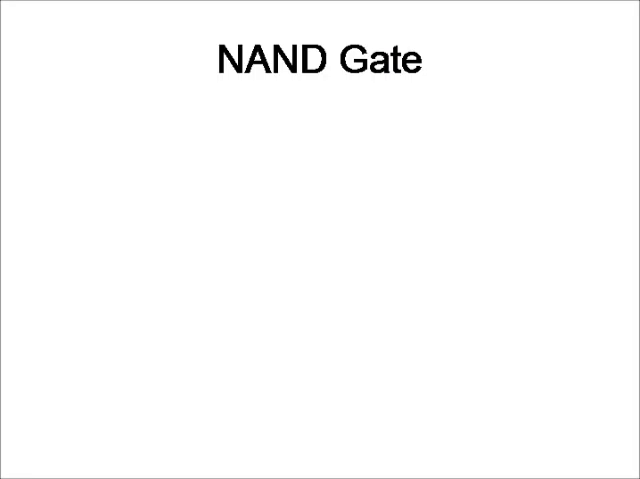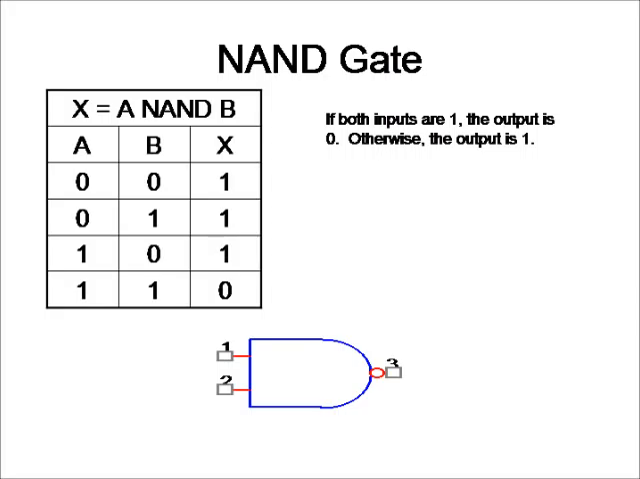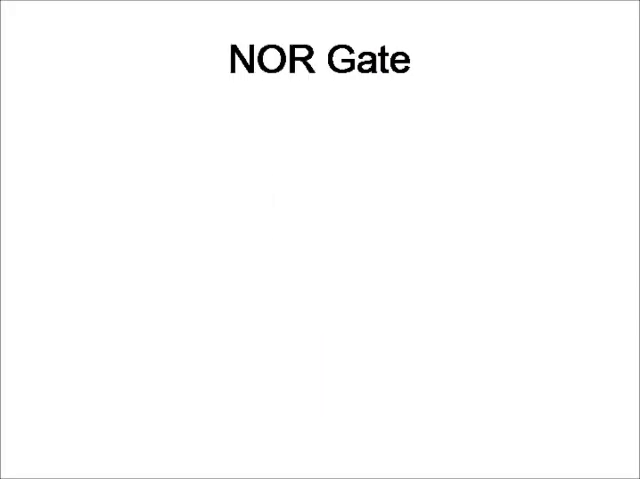The NAND gate is simply an AND gate plus a NOT gate. With a NAND gate, if both inputs are 1, the output is 0. Otherwise, the output is 1. This is clearly seen from our truth table, that it is the exact opposite output of an AND gate. And it is also written as x equals, within parentheses, AB, and then we just add the little NOT, whether you want to use the bar or the apostrophe. I'm going to use the apostrophe in our videos.